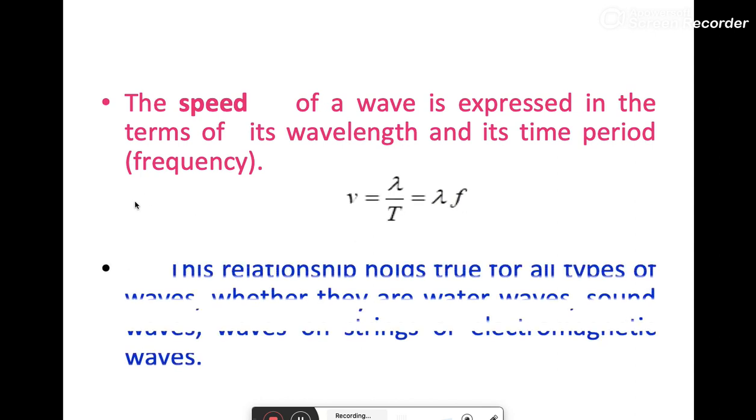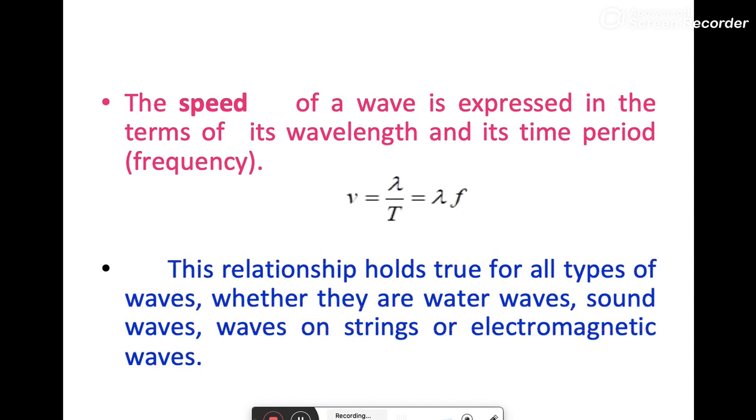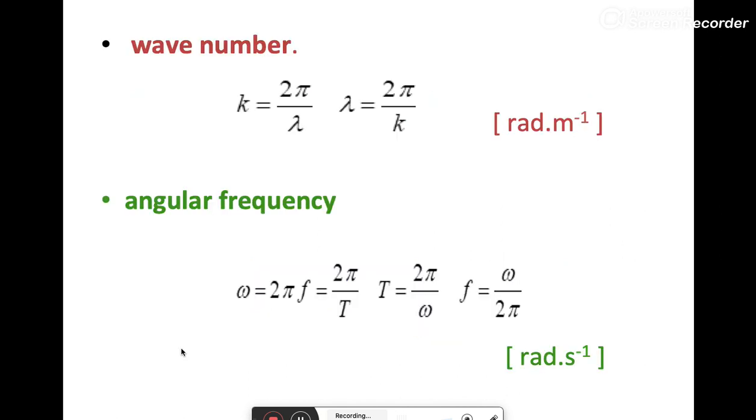Now, speed of a wave. It is expressed in terms of its wavelength and its time period or frequency. Therefore, speed or velocity of wave v can be expressed as lambda upon T, or it is equal to lambda f. This relationship holds true for all types of wave motion. There may be waves on water, sound waves, waves on string or electromagnetic waves.